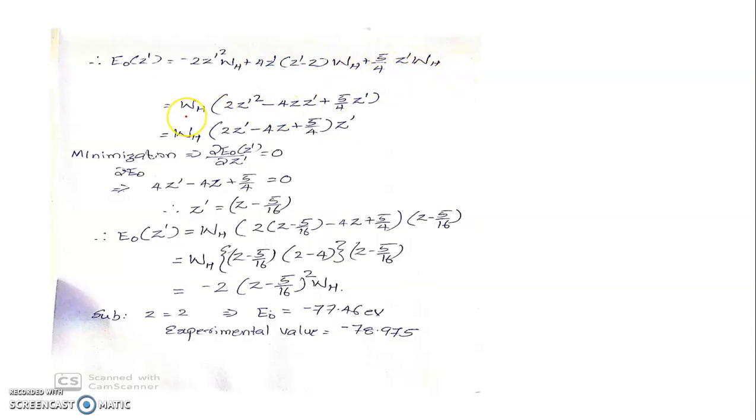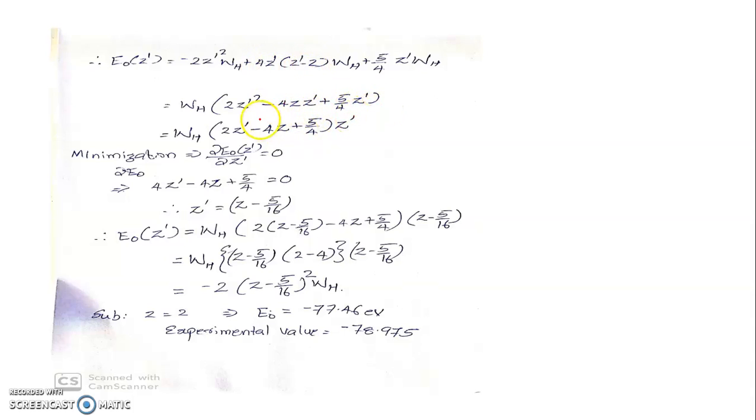So WH is common and is taken out, into 2Z' square minus 2Z' square plus 4Z' square, make it 2Z' square, minus 4Z' into Z, minus 4Z Z', plus (5 by 4) Z'.